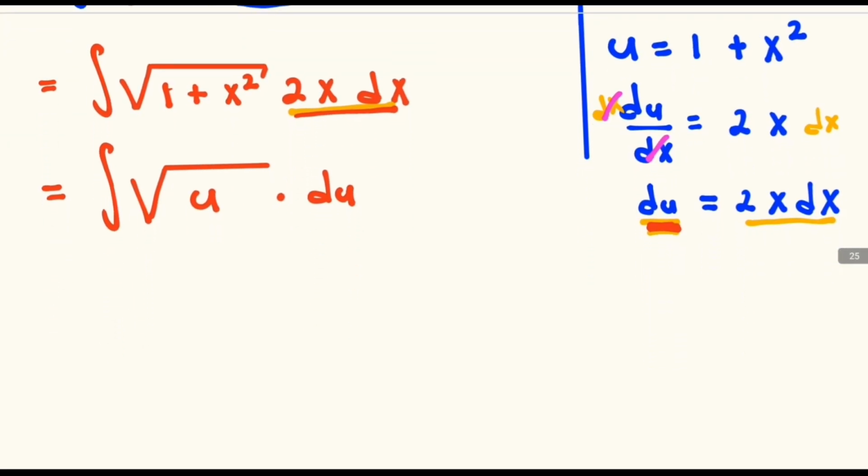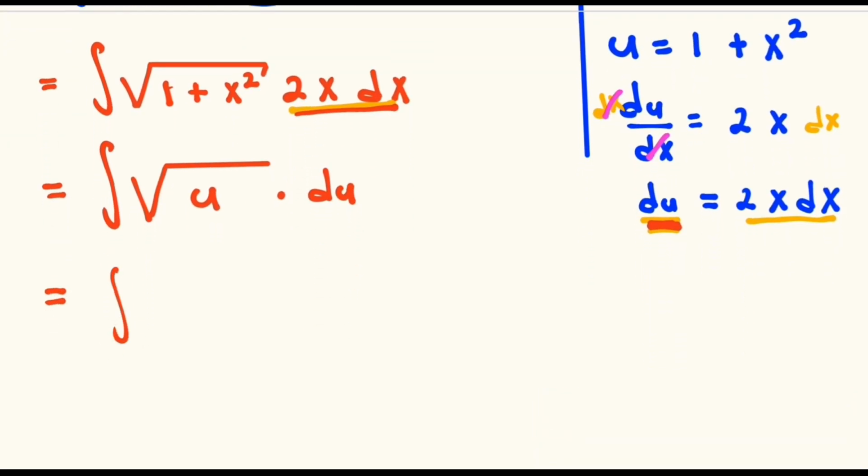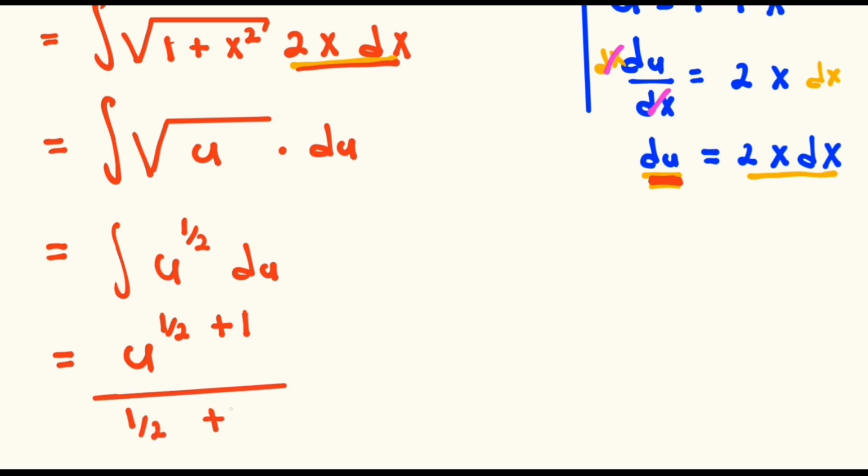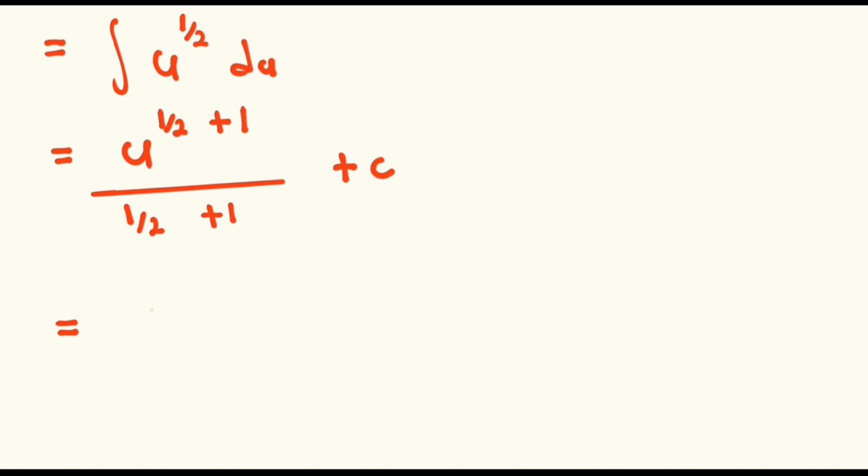We express the square root of u as u raised to the power half multiplied by the du, and the integral of u raised to the power half will be equal to u to the power half plus 1 divided by half plus 1 plus our constant c, and this will be equal to u to the power 3 over 2 divided by 3 divided by 2 plus our constant c.